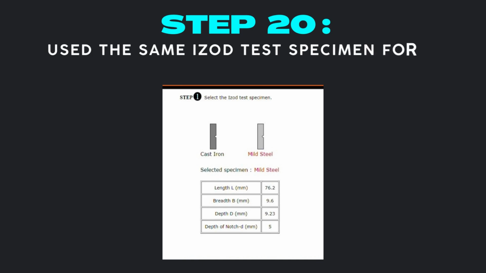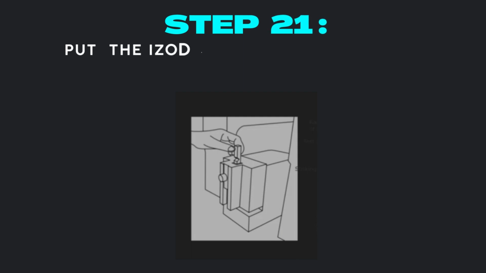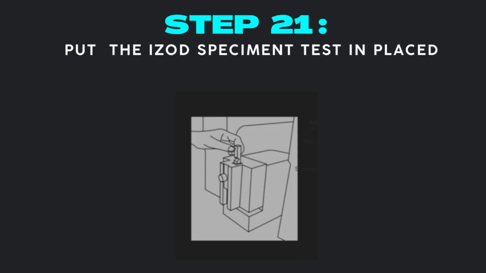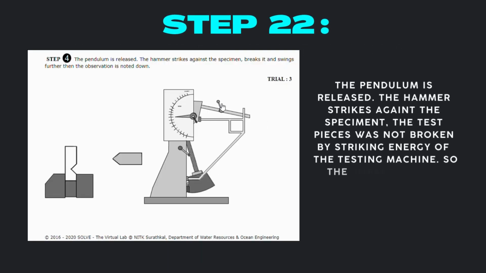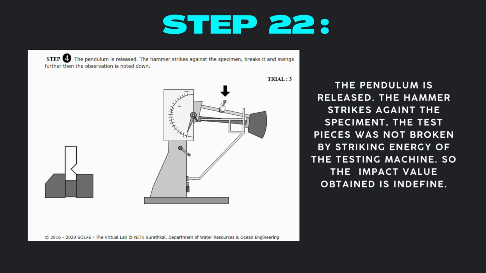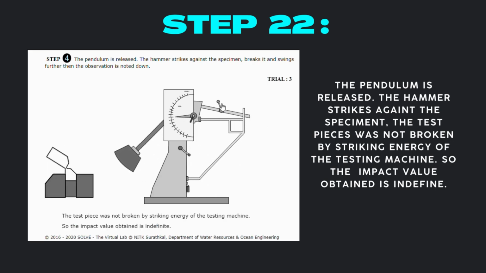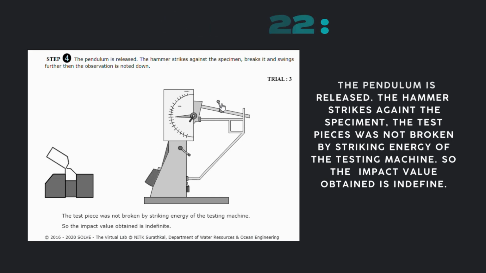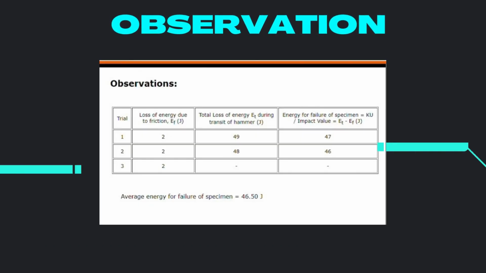After that, we proceed to the third trial. Then select the same test specimen and place it in position for the third trial. After that, the pendulum is released. The hammer strikes the specimen again. The test piece was not broken by the striking energy of the testing machine, so the impact value is indefinite. So here is the observation for all trials. Now proceed to the discussion.